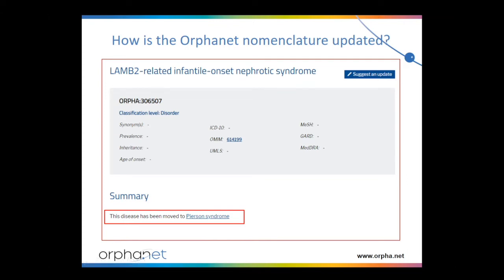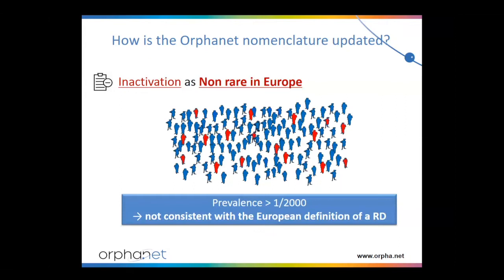The last case of inactivation is for entities considered as non-rare in Europe. This one is quite straightforward. An epidemiological assessment of the phenotype has led to the conclusion that it doesn't meet the European prevalence threshold of less than 1 in 2,000 individuals in the European population. Therefore, it is removed from the nomenclature and the ORPHAcodes must no longer be used.